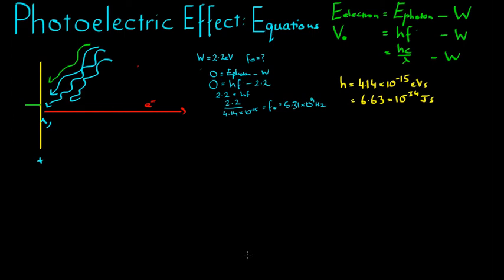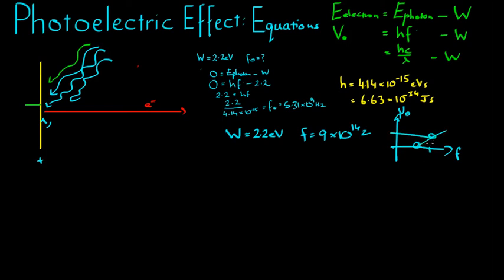Question number 2. This same metal surface, so work function equals 2.2 electron volts, has light incident upon it of frequency 9 times 10 to the 14 hertz. Notice straight away, this frequency of 9 times 10 to the 14 hertz is above the threshold frequency. So if I sketch V naught over the frequency, if here's the threshold frequency, I'm selecting another frequency here, we're expecting some kind of kinetic energy straight away. This frequency will eject an electron.